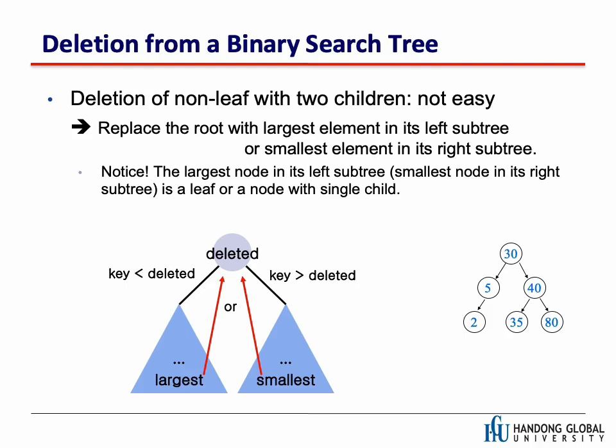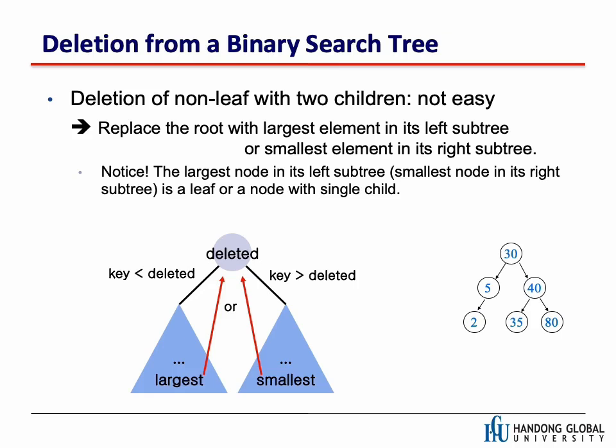Let's focus on the left subtree. The largest node is a leaf or a node with a single child. In the previous slide, we talked about this case. So basically, the algorithm is like this. If we move 5 in this figure on the right side after deleting 30, then the largest node in its left subtree is 5, and we move 5 to the root node. Then the original place for node 5 is empty.